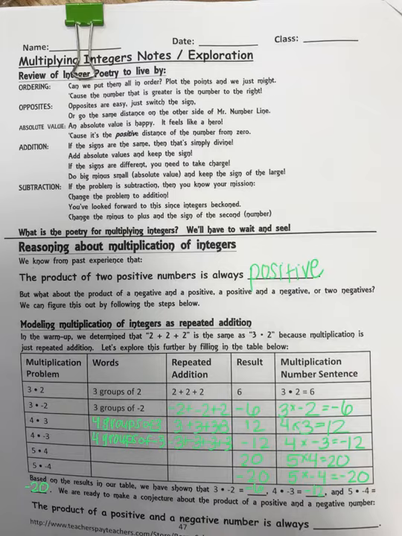What's a conjecture? Like an estimate? Not an estimate. Not a conjunction. What's a conjecture? Like a rule. Conjecture is a math rule. Okay? So the rule that we can make is the product of a positive and a negative number is always negative. Make sure you've got that all filled in. Then we're going to do some practice problems on the back.